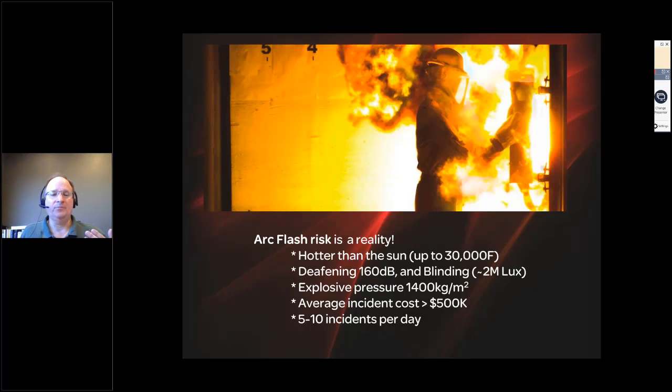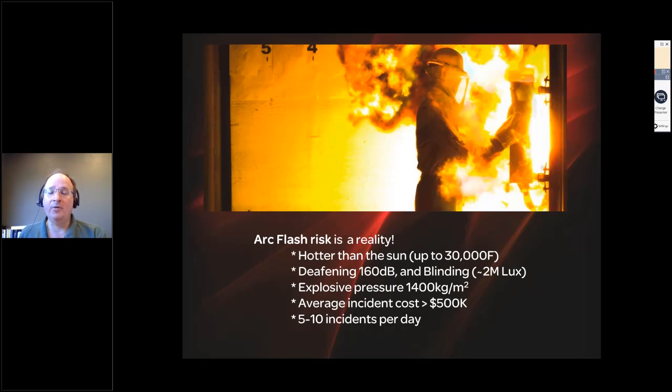So this is the only slide we have showing arc flash itself in the presentation. And for those of you who are unfamiliar with arc flash, again, we don't have time to go into detail. If you are interested in a separate arc flash presentation, please contact your L3 sales representative.